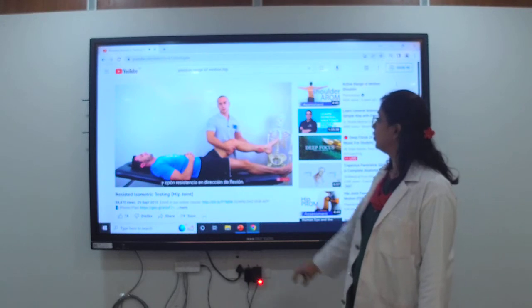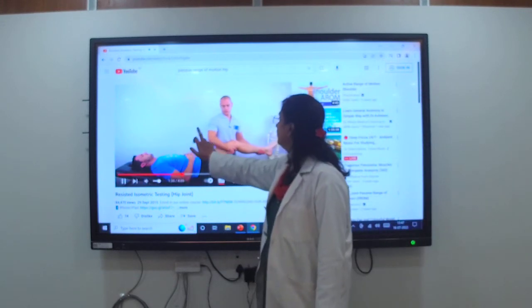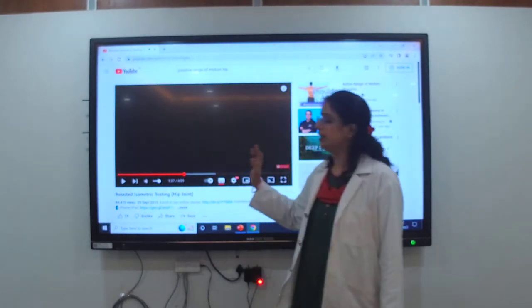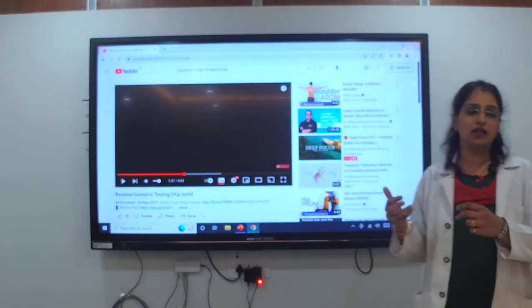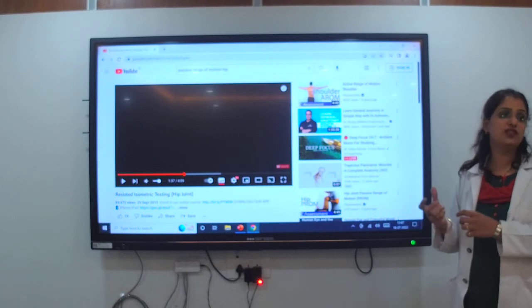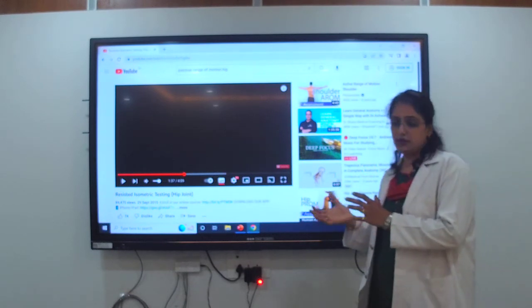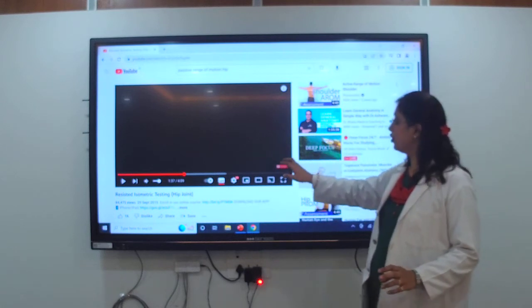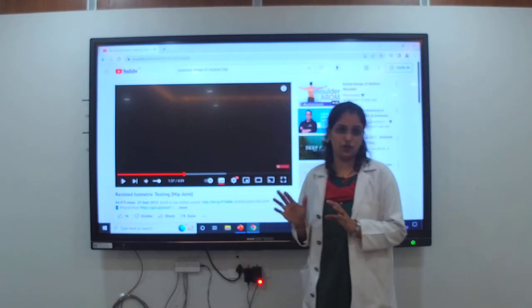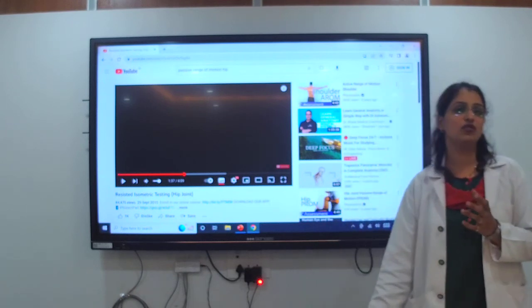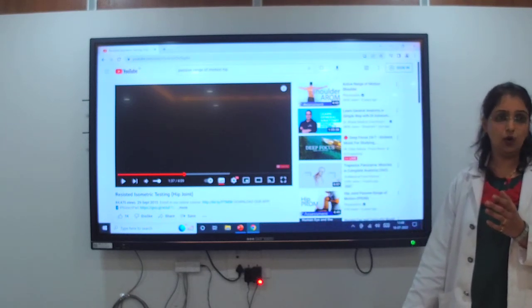So here what happened? He is performing passive movement for hip flexion. Already that hip joint is fixed. So he is providing support over the thigh as well as over the lower leg.